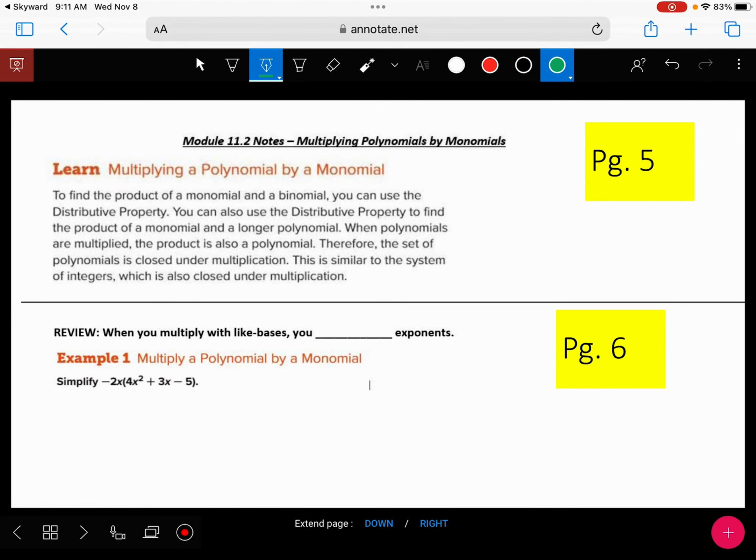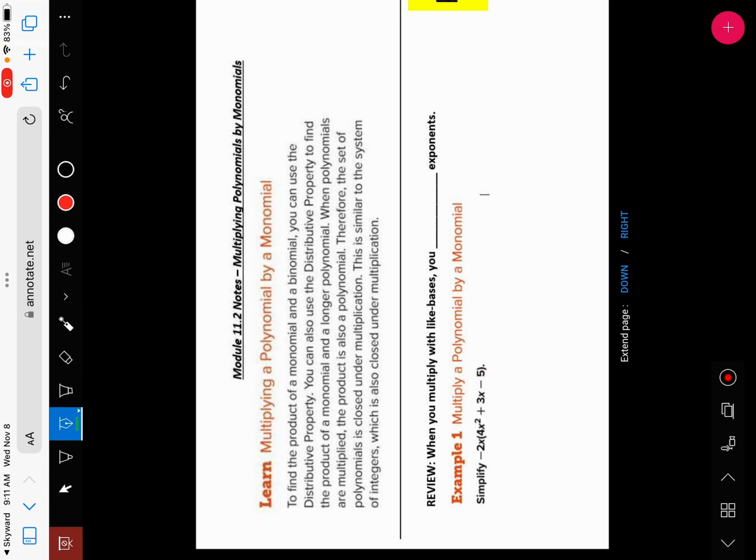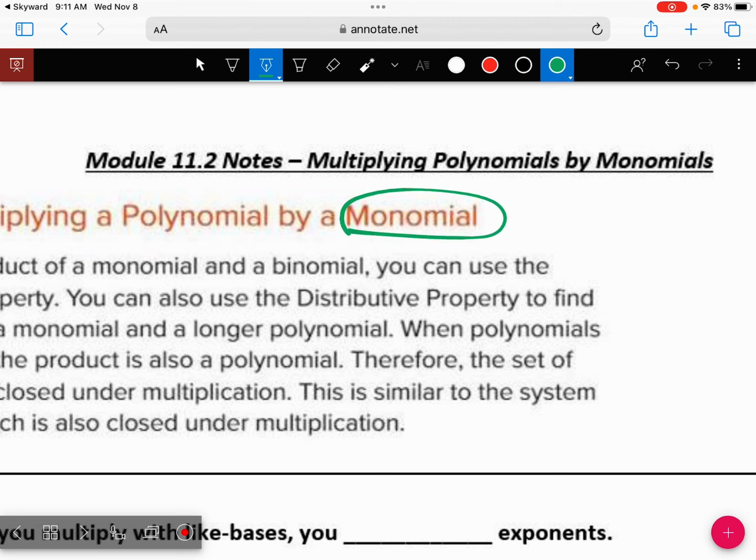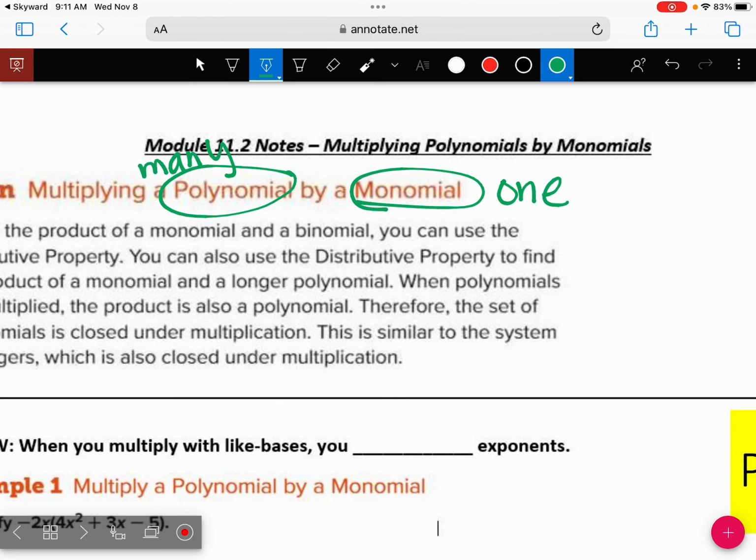Okay, so we're going to start by multiplying a monomial by a polynomial. Remember we talked about how you classify. If it's only one term, we call that a monomial. So mono means one, and I'm multiplying that by a poly, which means many, then we're just going to distribute. We're going to distribute and find the product of the monomial and multiply it by the longer polynomial.